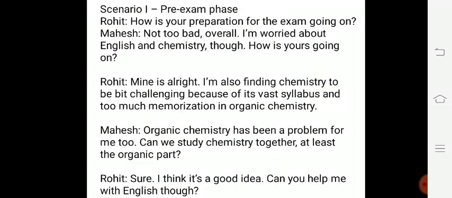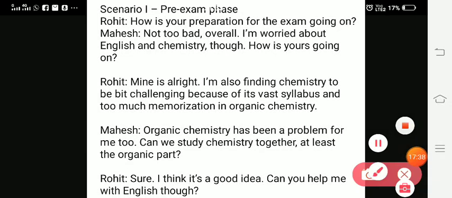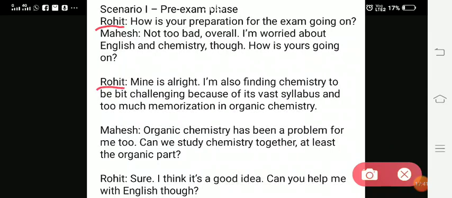Okay, so here I have given an example for you. Here the scene is a pre-exam phase. The two friends are talking about the examination, and the names are Rohit and Mahesh. So here I have mentioned the name Rohit for the first dialogue, then again Rohit because he has the longest dialogue, then Mahesh, then again Rohit. And it's not necessary that you always greet, greeting dialogues are not compulsory. If you feel you can write it, or else you can omit it.